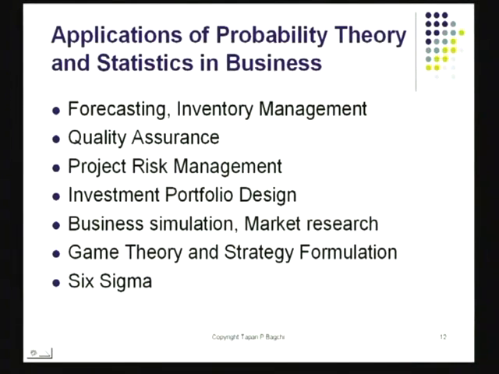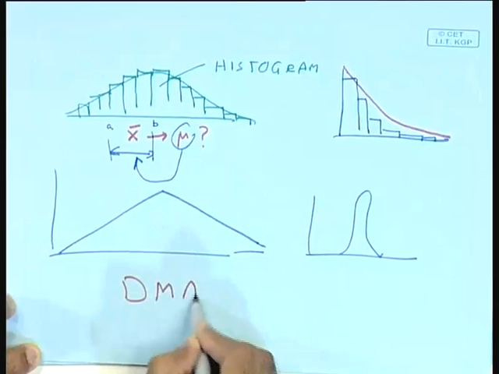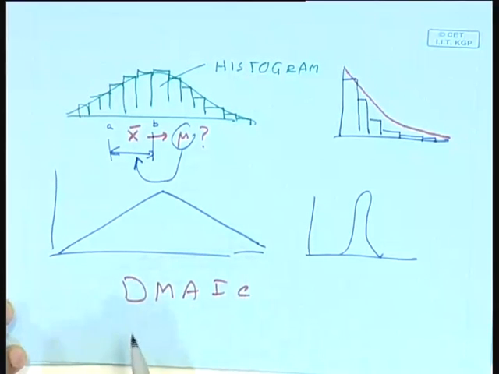Game theory is a big area where strategies are found, and this is an area that uses probability in a very big way. I already mentioned Six Sigma uses it in one of its steps, and I'm going to write that again. It's called DMAIC: D-M-A-I-C. Define the problem, the issue that you want to tackle, measure, analyze, improve and control.